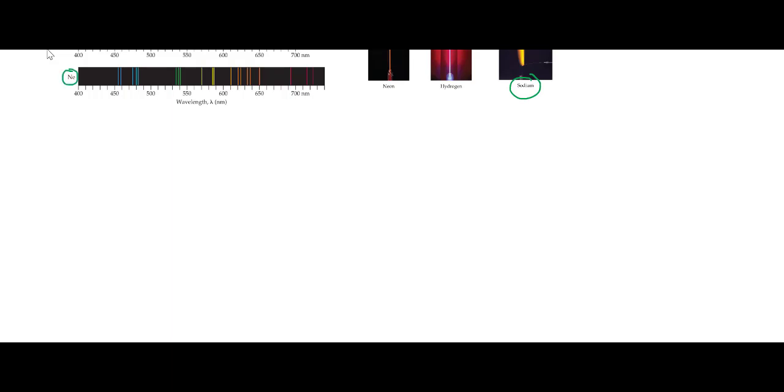We've got neon, which is what early neon lamps were made out of, though modern lamps are made of mixtures of all sorts of different gases to give you the different colors. So we've got the neon gas here, and then we've got hydrogen gas here. And you can see that the patterns that they produce, their line spectra, are completely unique.